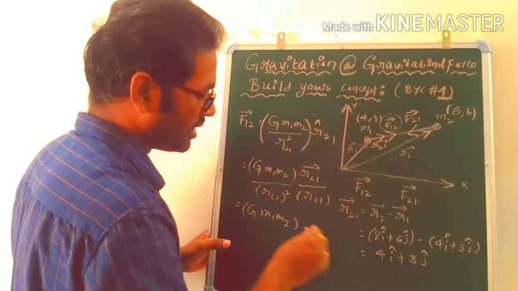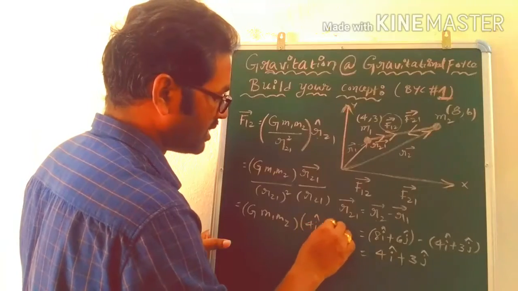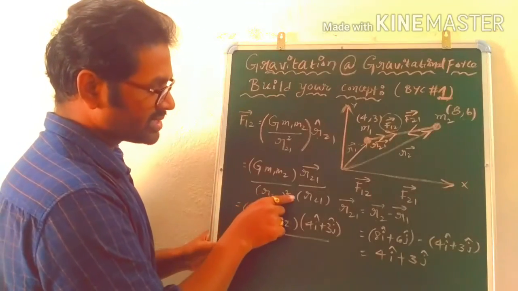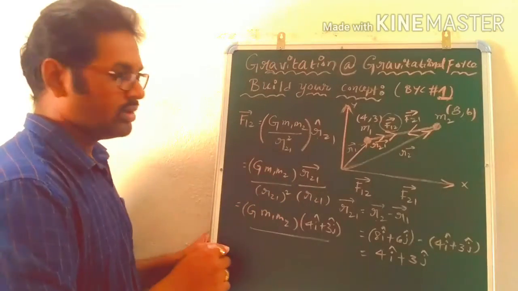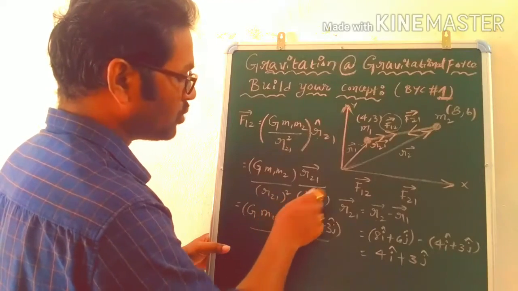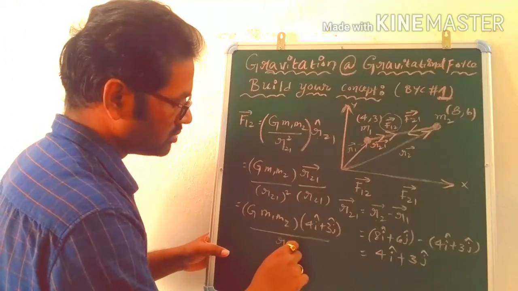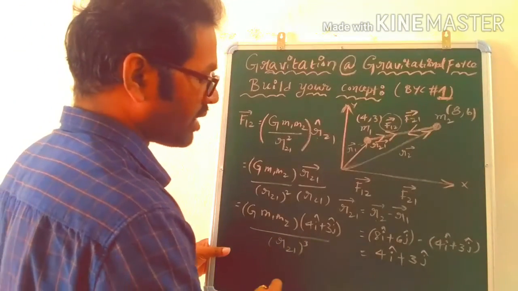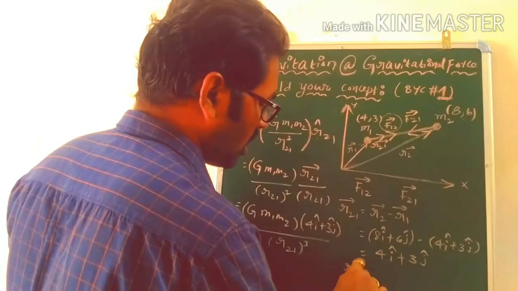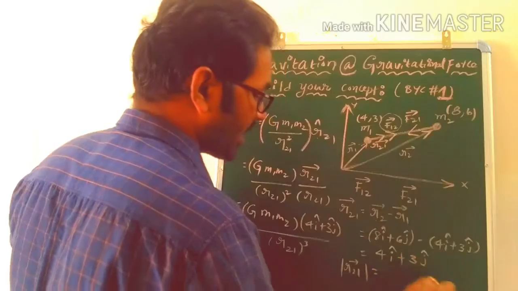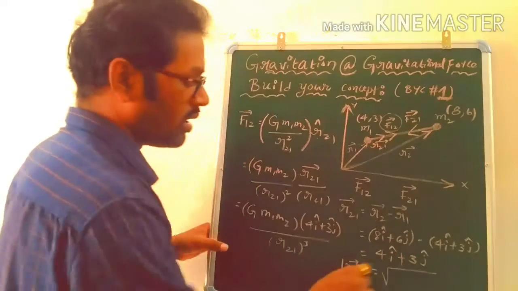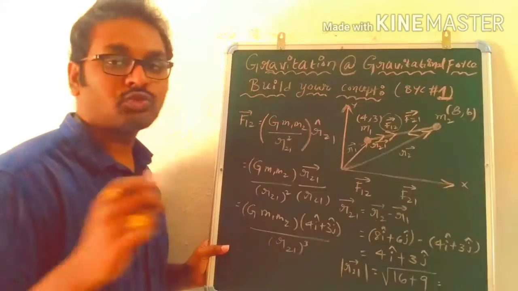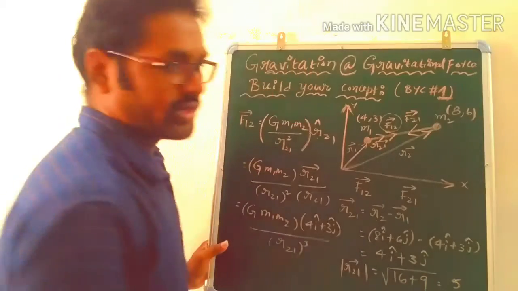What is R21 bar? We got it here: 4 i cap plus 3 j cap, divided by R21 whole square into R21. This is a scalar quantity. And totally you will get R21 whole cube, which is nothing but the magnitude of this vector. The magnitude of the vector R21 bar is given by under root x square plus y square. 4 square is 16 and 3 square is 9. You will get under root 25, nothing but 5 units.